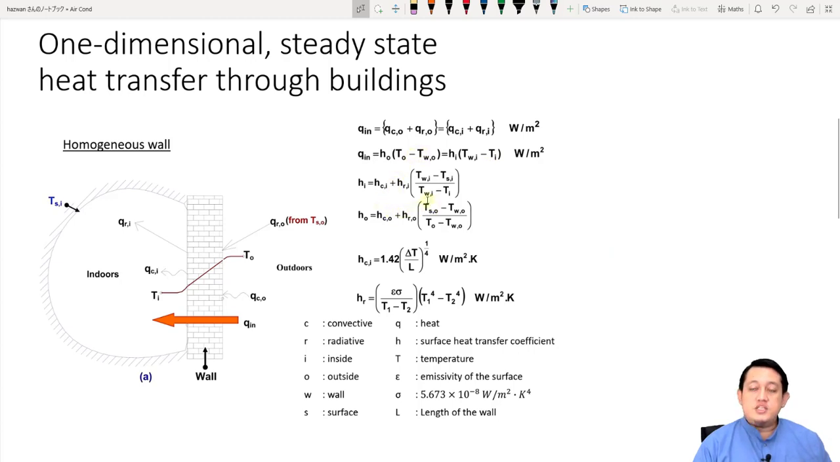So this surface heat transfer coefficient, we can calculate it using this equation. This one is for inside and this one is for outside. This one also, convective, we can use this one, and radiative we can calculate using this one. There is another way we can calculate this Q in here, using the properties of the wall.